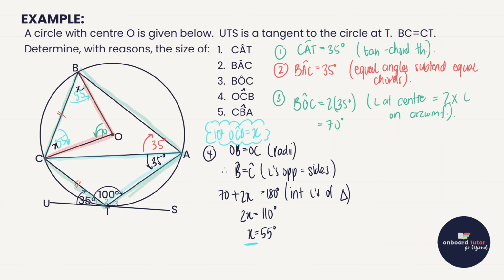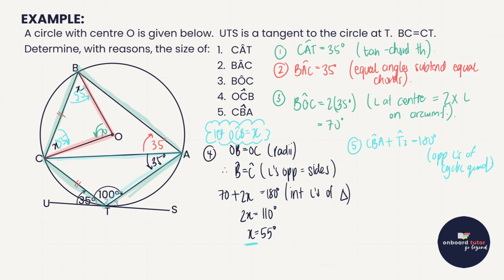So I've got a cyclic quad. Even if the question doesn't specify it, if all of these points are on the circumference, then I've got a cyclic quad. And what do I know about cyclic quads? I know that the opposite angles are supplementary. They add up to 180 degrees. So now what I can say here for question 5 is that angle CBA, that whole big thing, plus angle T is equal to 180 degrees. And the reason there, opposite angles of a cyclic quad.